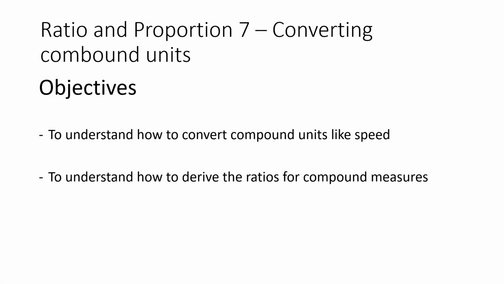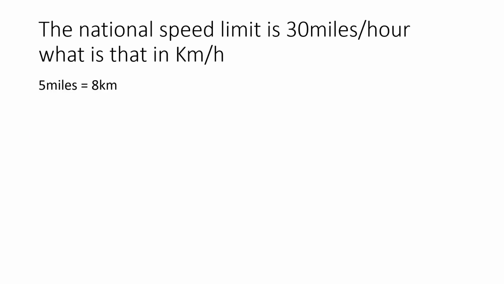Okay, so we can convert units, we can convert square units, but what about compound units? This is where we have multiple units in a unit. So like speed is meters per second, as you will see. And again, we need to derive ratios for compound measures so that it always makes sense. So let's start with this example.